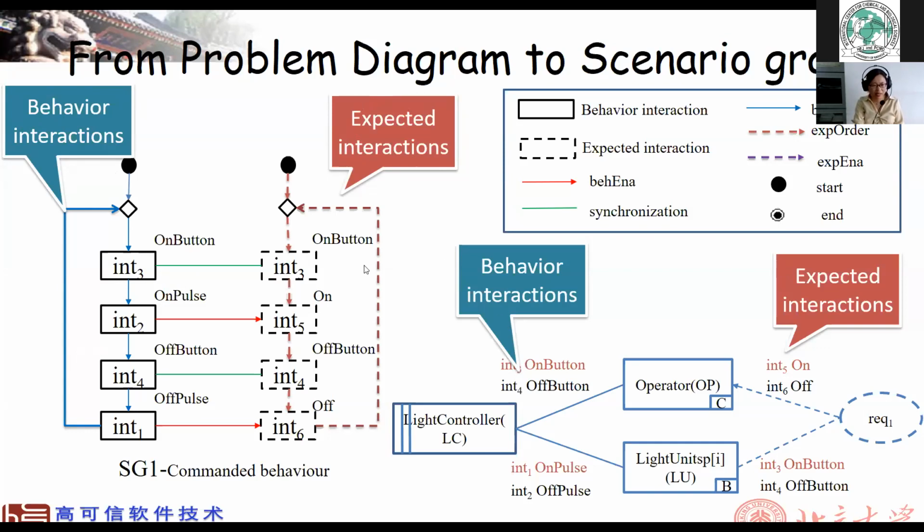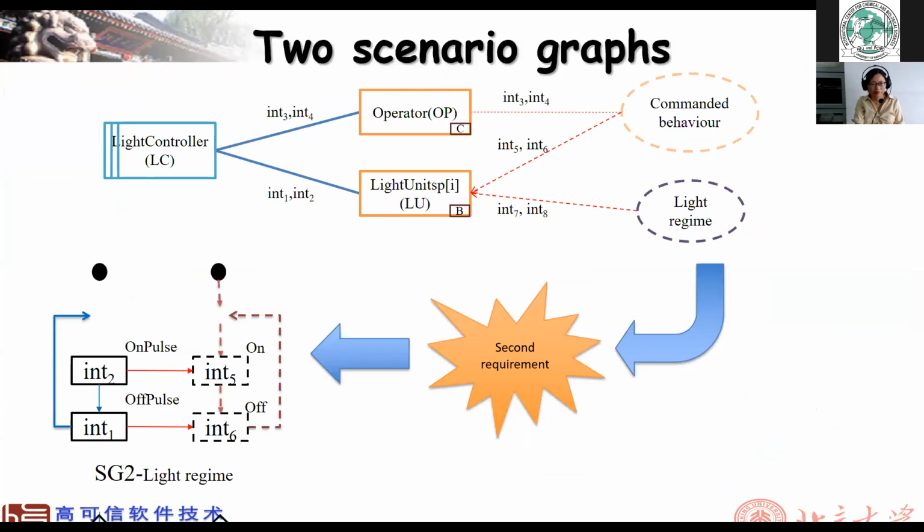And from this scenario, we can say this is expected interactions. This is what we want. This is our requirement actually. And if all of them have behavior interactions, we think this interaction will happen. Then we can describe how our requirements are realized. And similarly, for each requirement we can draw a scenario graph. It's like the use case, because for each use case we can have a sequence diagram.